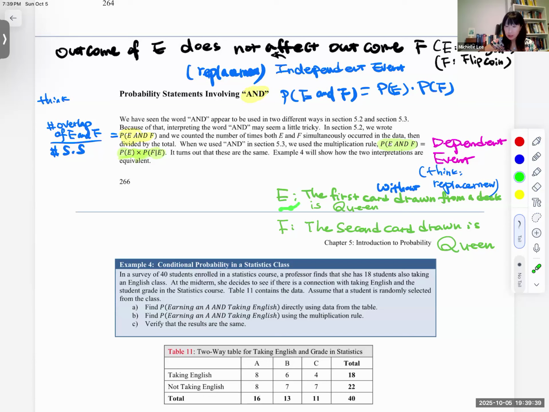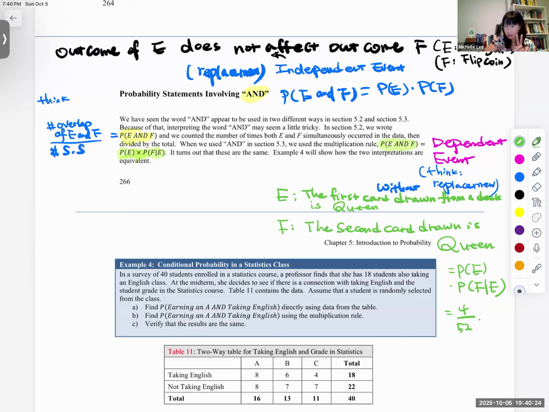Opposite of. Okay, so we have event E, the first card drawn from a card deck is a queen. Event F, the second card drawn is a queen, right? So what's the probability of event E? Then it will be the probability of event E times the probability of event F given event E, right? So the probability of event E is the number of event E, which is queen, 4 queens there, and a 52 card deck.